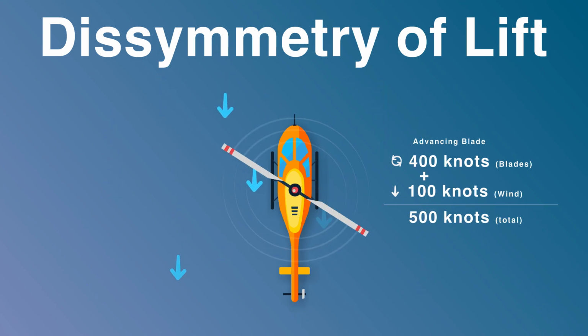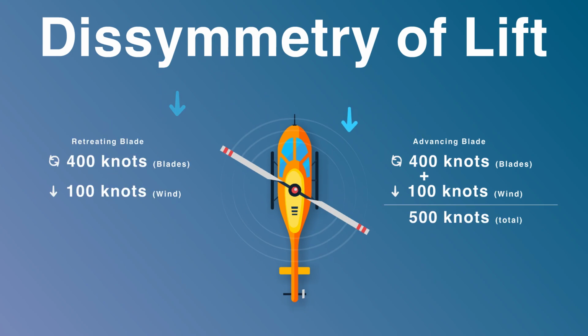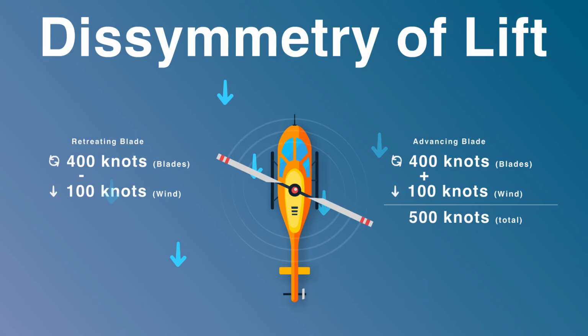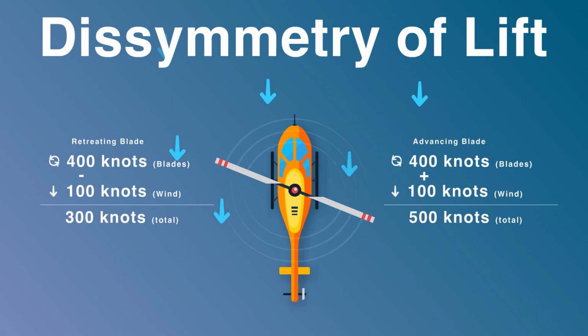While on the left side, the blade is retreating. It moves in the same direction as the wind. Here you subtract the forward speed from the rotation: minus 100 knots. So you'll have a total relative wind of 300 knots on the left.